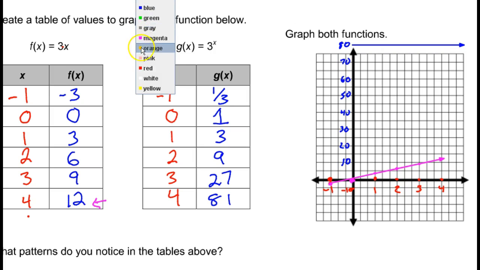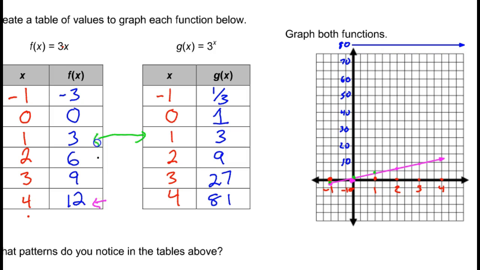And then let's go green. Let's go green and do the exponential. -1, 1/3. Basically 0 right there. 0, 1. Okay. Right there. 1, 3. So you can see they both go through 1, 3, so it's kind of the same at this point. But then after that, this goes to 6, but this one jumps to 9. It goes up much faster.